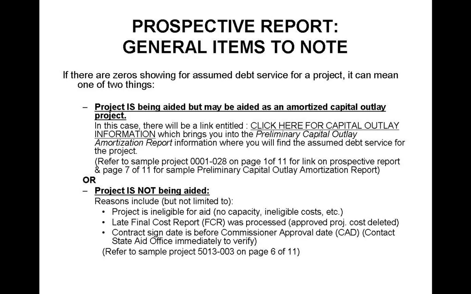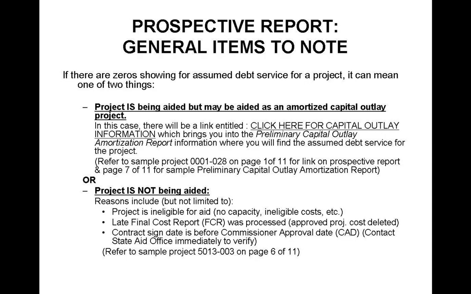So if we look again at our sample document on page 1 and look at project 128, the first project on the report, you'll see there is zero debt service listed, and sure enough, there's a link at the bottom, Click Here for Capital Outlay Information. When you click on that link, if you go to page 7 of 11, it would bring you to the preliminary capital outlay amortization report, and then you will see the project information listed there and the assumed annual aidable expense listed there. So if you see that link, it's getting the amortized capital outlay aid.